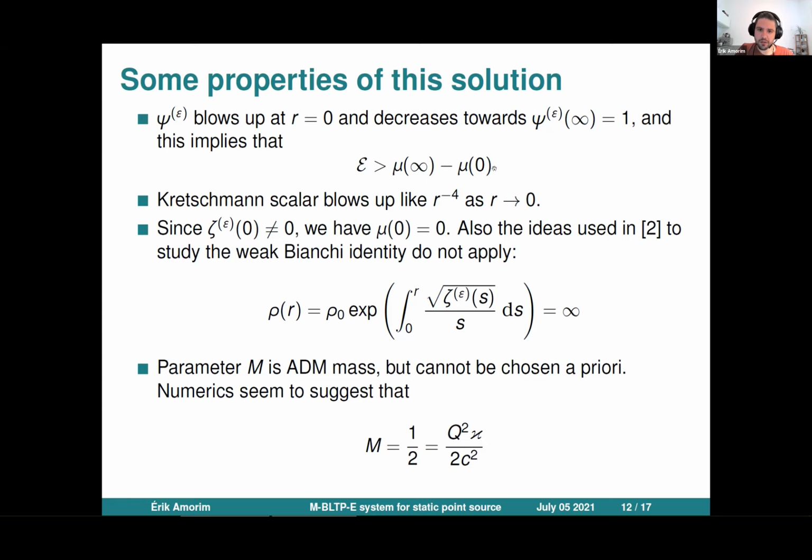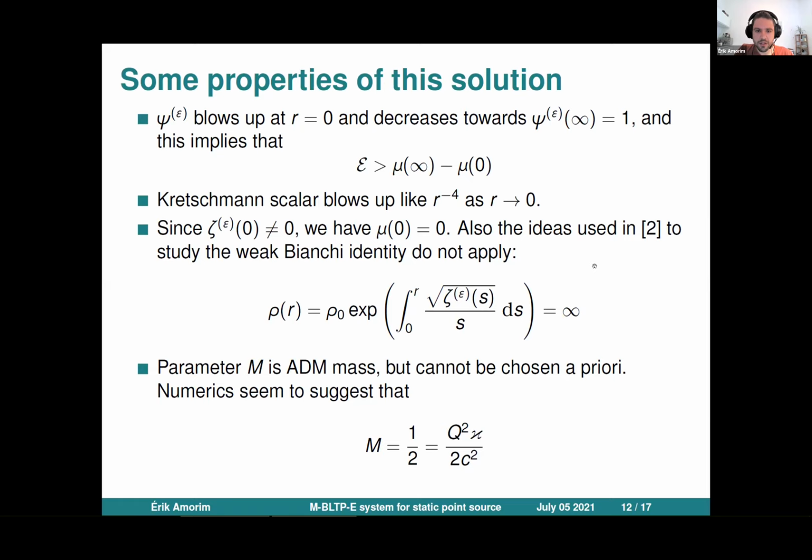But maybe that's fine. If you want to have this, you define your bare mass in some different way. The Kretschmann scalar blows up just as mildly, r to the minus four, which is nice. But since my zeta function is actually not going to zero, it's going to a number x that's slightly larger than one, you actually have the bare mass equal to zero in this spacetime. So all the ideas that AnnaGret was mentioning before do not apply here.